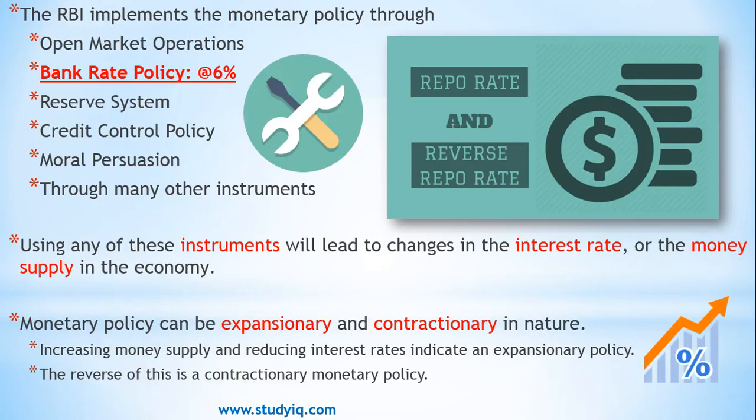Anyways, by implementing this monetary policy, the RBI ensures that everything is under its control. It has many tools, you can say weapons, in its hand to make sure that everything is doing okay in the market. And you have open market operations, and you have the bank rate policy, right?